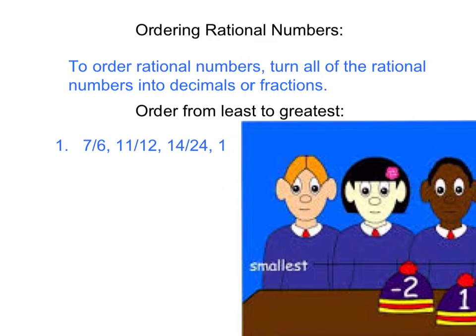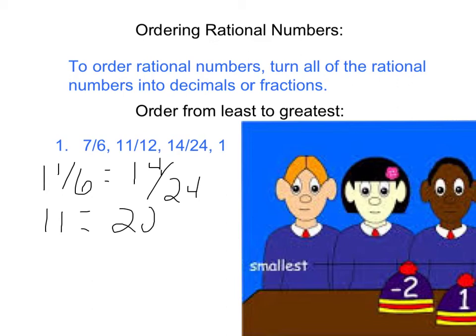All of our numbers are already written in fraction form, so it's going to be easiest to compare them if we write them all as fractions. If we look at all of our denominators, our least common denominator is 24. So we want to turn all of our fractions into 24ths. 7/6 can be turned into 24ths easily, but it would be better to turn it into a mixed number first. 7/6 is 1 1/6, which is equal to 1 4/24. 11/12 is equal to 22/24.